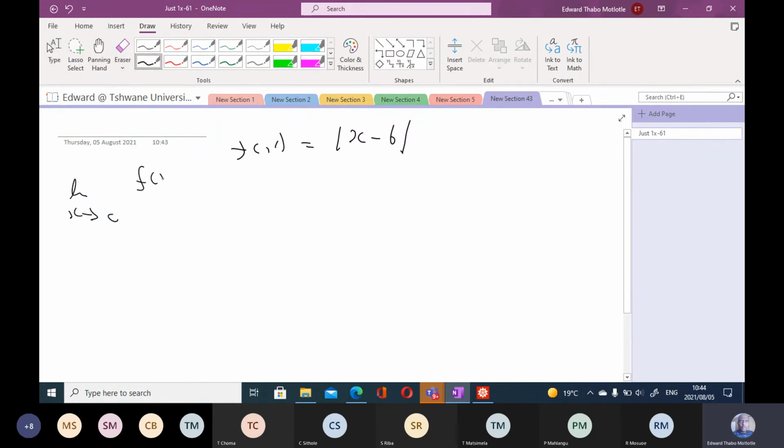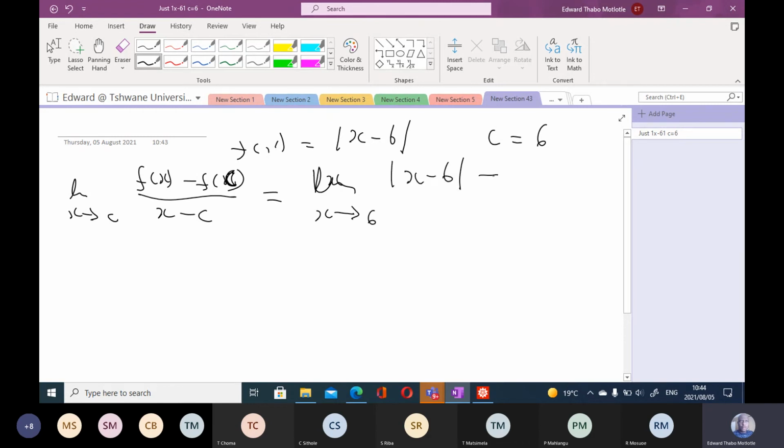This is f(x) minus f(c) all over x minus c. But in terms of this one, they said my c is equal to 6. Now I want to write it in this form. So it's going to be the limit as x approaches 6 of |x minus 6| minus, now at 6, this is 0, all over x minus 6. Okay, so this is what it resulted.